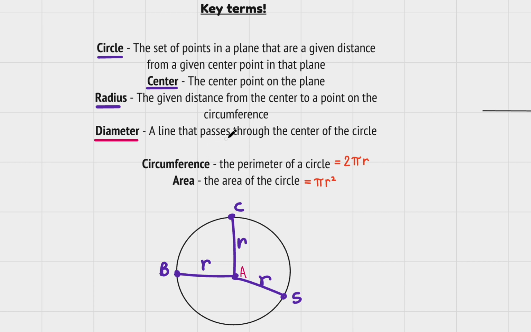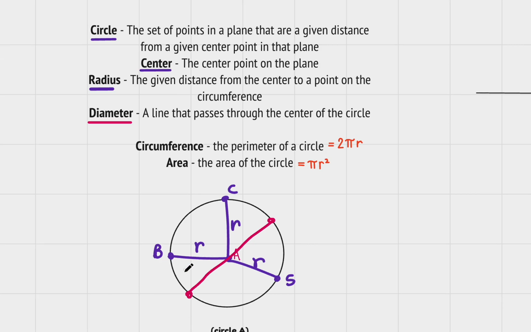Then we have the diameter, and I'll use another color. The diameter is the line that passes through the center of the circle, and usually both of its endpoints are on the circle. So let's say this line over here, we have one endpoint here, one endpoint here. Actually, this is a line segment; a line would just go on forever. So it could be a line segment or it could be a line. This line segment that goes through the center of the circle, through point A, is our diameter, and it can be written with the letter D.